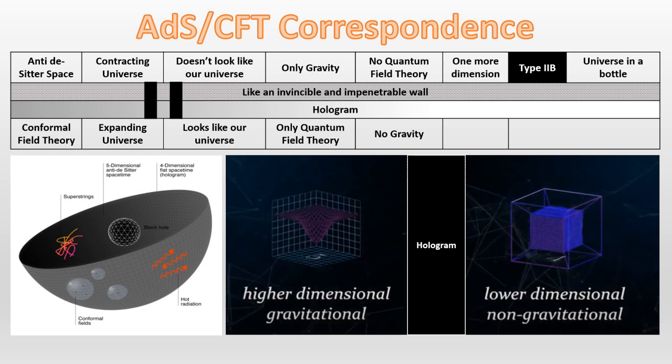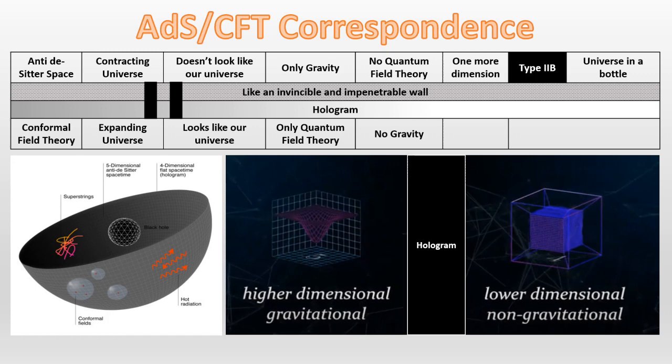AdS/CFT correspondence is the most valuable of all, and it is also the strangest of all. This conjecture predicts two universes. One is a contracting universe which is called the anti-de Sitter space. On this side of the universe, there is only gravity with no quantum field theory. This doesn't look like our universe. On its flip side is another universe with one dimension lesser, an expanding universe which is familiar to us.